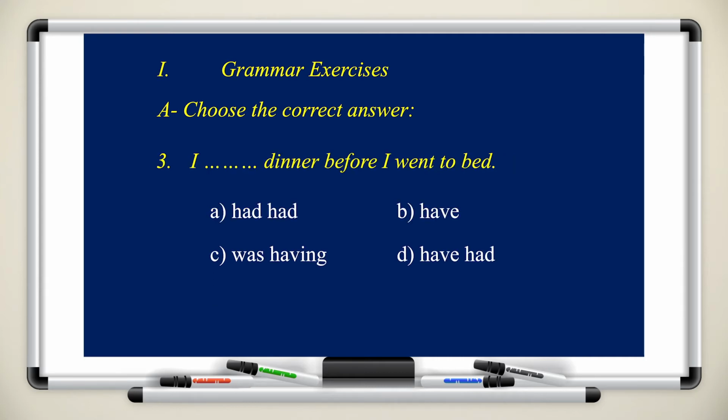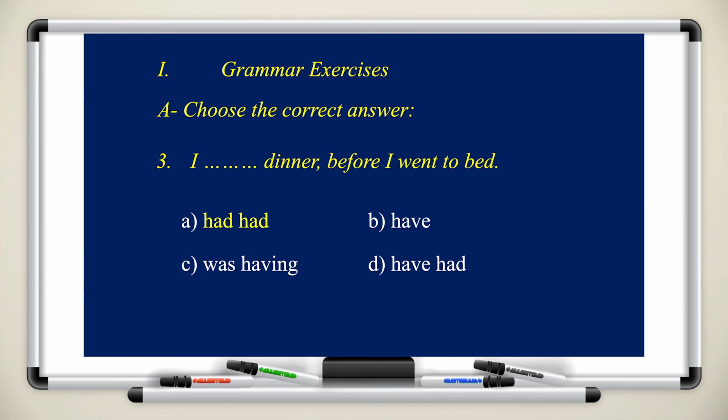Question number 3. I blank dinner before I went to bed. So I went to bed, but before that, I had, have, was having, have had. And remember, the verb have can change into the word had. And we have the auxiliary verb had with the past perfect, yeah? So the answer is had. I had dinner before I went to bed.